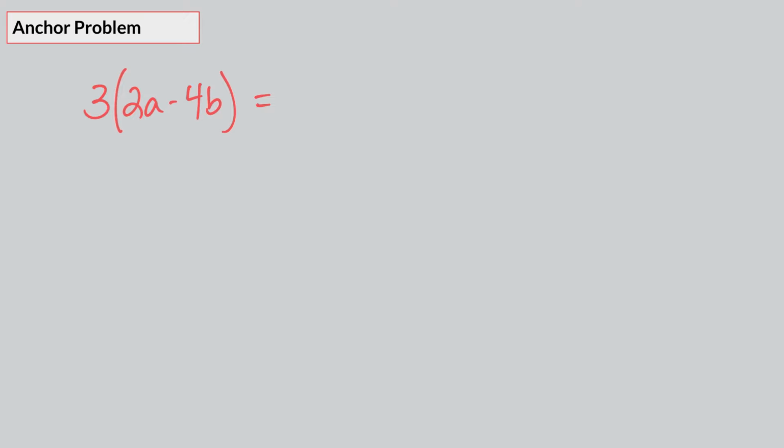So one, I can take this 3 and multiply it by 2a. So I could really go 3 times 2a, and I can subtract that from multiplying the 3 times the 4b. That's how we kind of expand it.